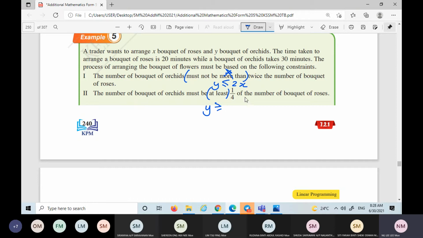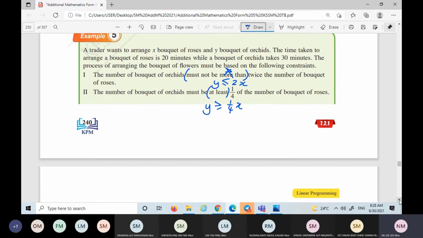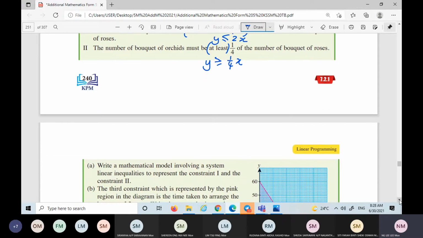So the number of bouquets of orchid is y, at least this symbol, 1/4 of the number of bouquets of roses, which is x. So this is the second constraint. By writing the first inequality and second inequality, I get 2 marks already. This is part A: write a mathematical model involving a system of linear inequalities to represent constraint 1 and constraint 2. Okay, part A is done.